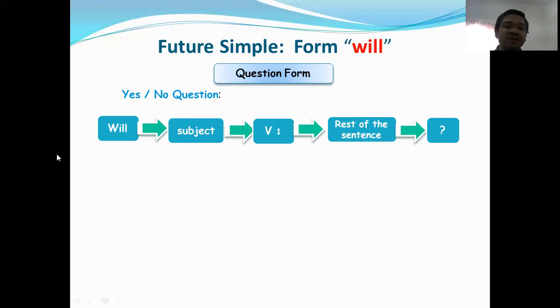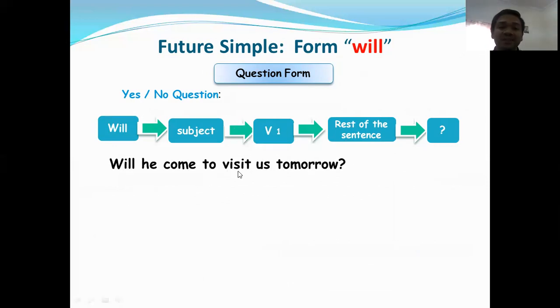So again, will plus the subject plus verb one or simple present form of the verb, and then the rest of the sentence. Example: will he come to visit us tomorrow? Will he come to visit us tomorrow? So will, he is the subject, and then verb one or simple present form, come, and then the rest of the sentence, to visit us tomorrow.